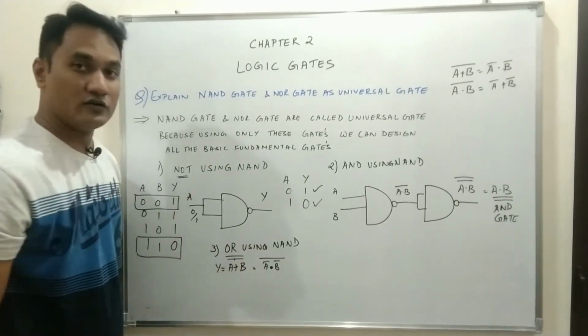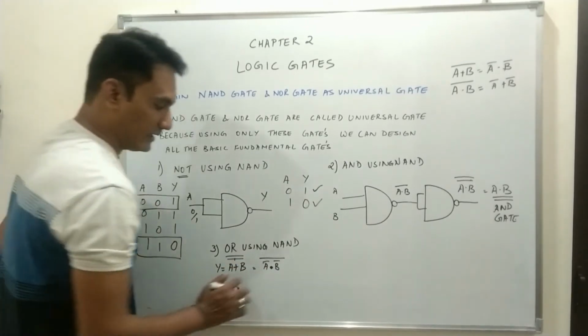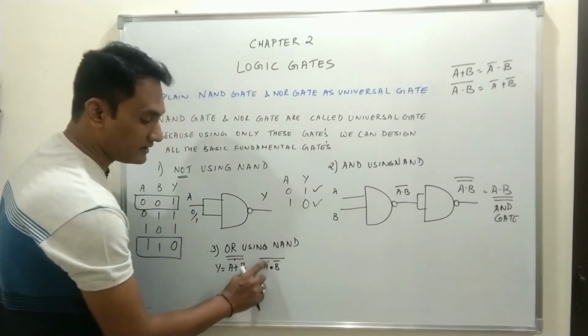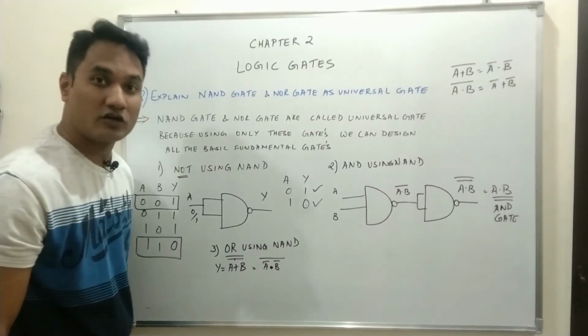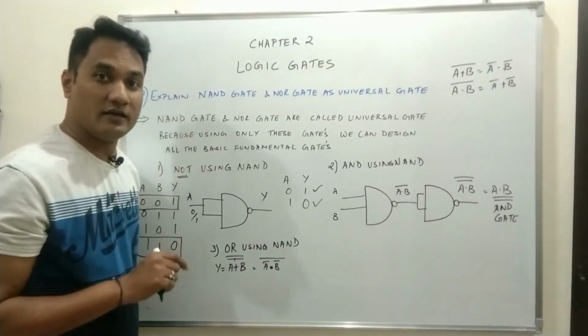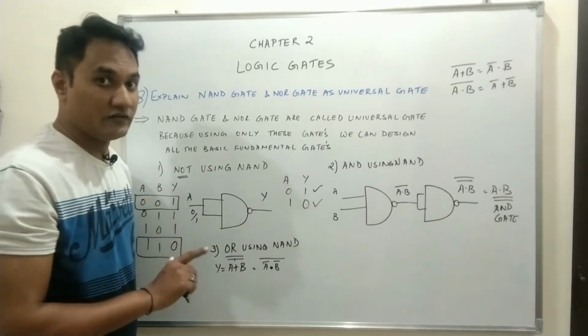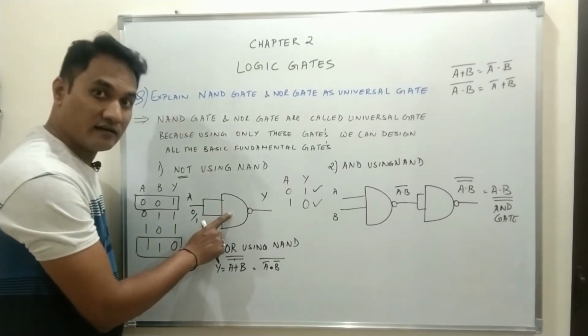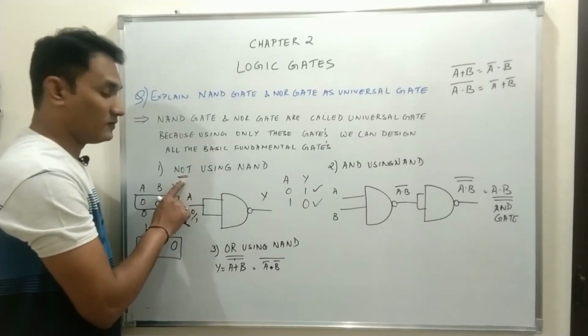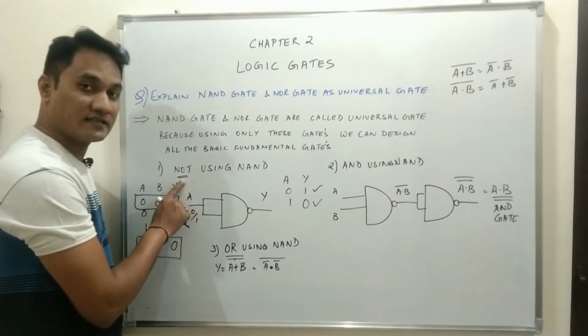So we can design OR using NAND gate. See how it has to be done. First, what you want is A bar. How to get A bar? Every time when we want a complement over a variable, we use NOT gate, but here we cannot use NOT gate. You have to use NAND, which is working as NOT gate.